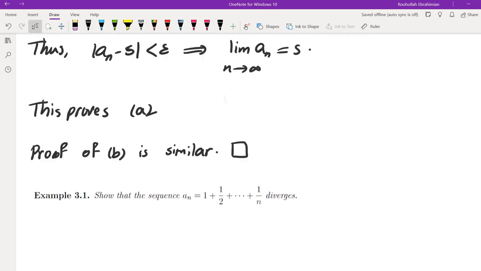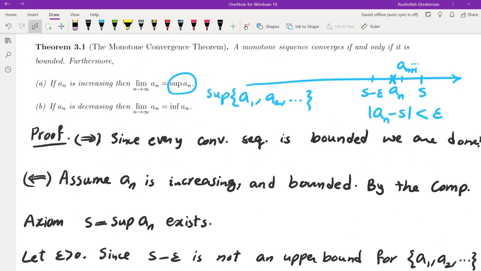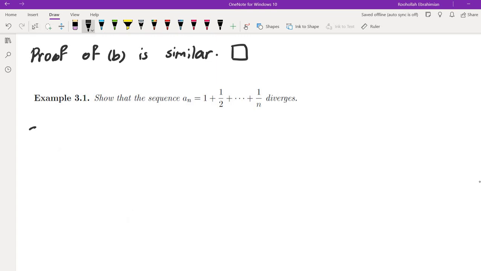Okay, so that was interesting. Now we have a tool that shows a sequence, as long as it is monotone, is convergent. And the only thing we need to check is if the sequence is bounded. The nice thing about this theorem is that it's an if and only if statement, so it's biconditional. So if you want to show a monotone sequence is convergent, the only thing you need to show is that it is bounded. If you want to show it is divergent, you need to show it is unbounded. Okay, so we're going to use that idea to solve a few examples.